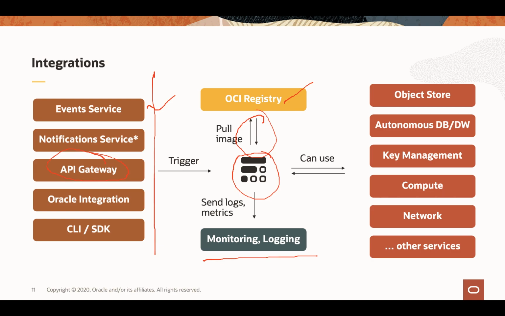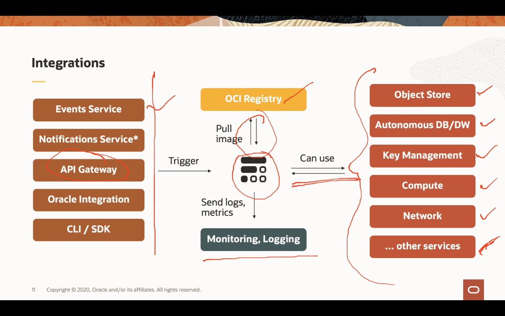Okay. And in terms of use, you can use object storage. You can use autonomous database, and I'm going to show you how you do that. You can use the key management service, or KMS. You can use compute, you can use network, and various other services.